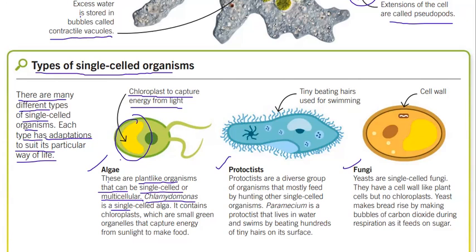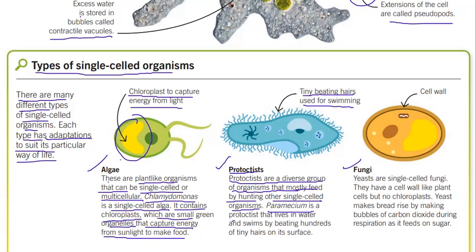Chlamydomonas is a single-celled algae which contains chloroplasts, which are small green organelles that capture energy from sunlight to make food. And protoctists have tiny beating hairs used for swimming. Protoctists are a diverse group of organisms that mostly feed by hunting other single-celled organisms. And paramecium is a protoctist that lives in water and swims by beating hundreds of tiny hairs on its surface.